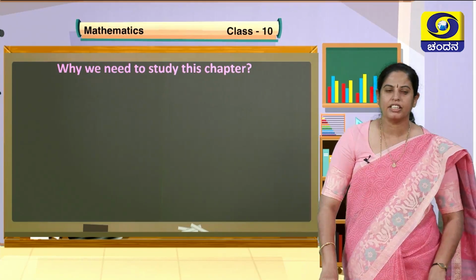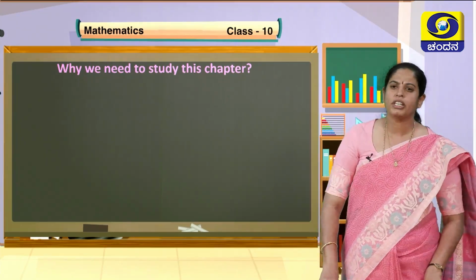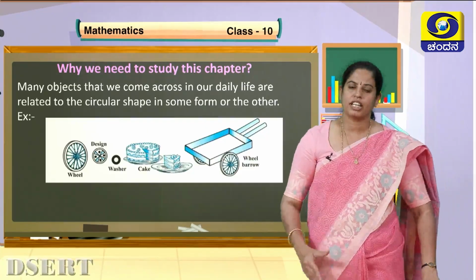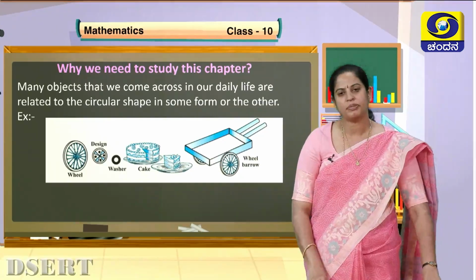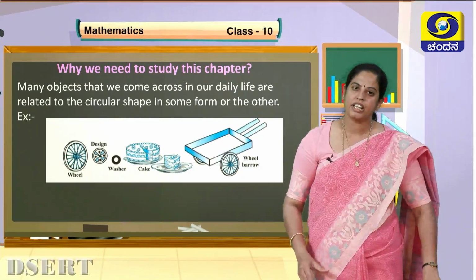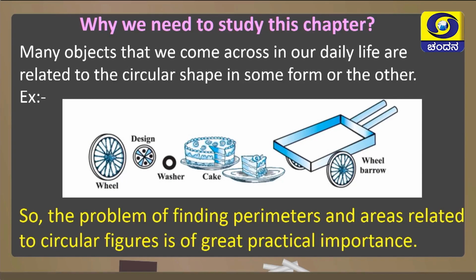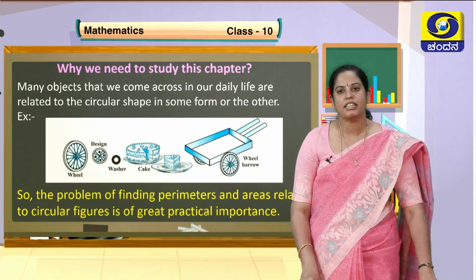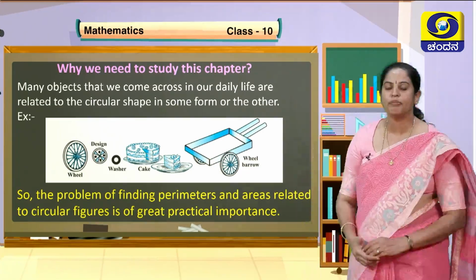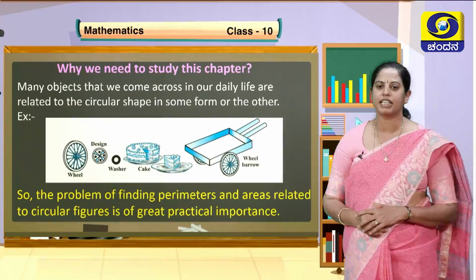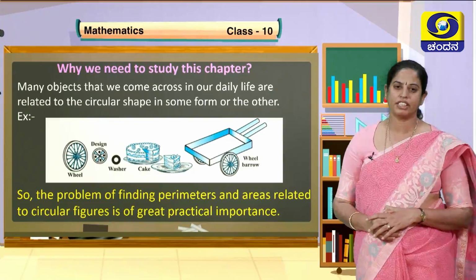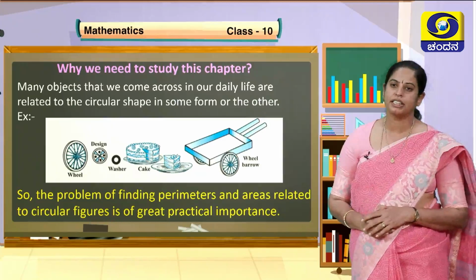In our daily life, we come across so many circular objects. If we name them, a wheel is of circle shape, a bindi or a design is of circle shape, a washer, a cake and bangles. There are so many, a thali that we use to eat food. All these are circular in shape. So, the problem of finding perimeters and areas related to circular figures is of great practical importance.